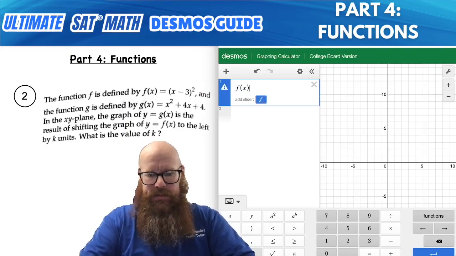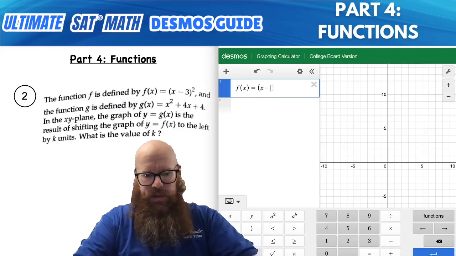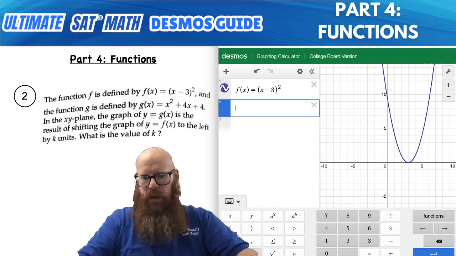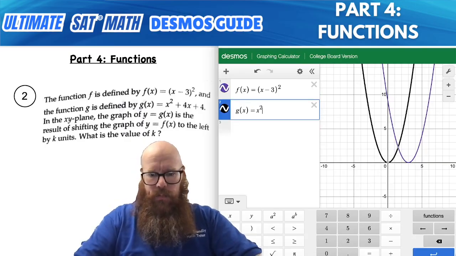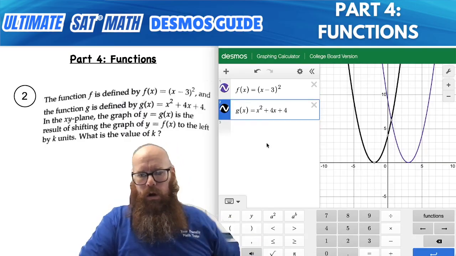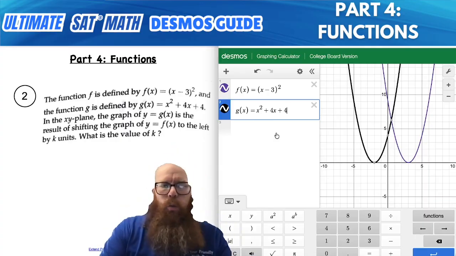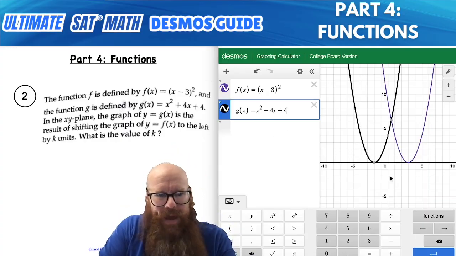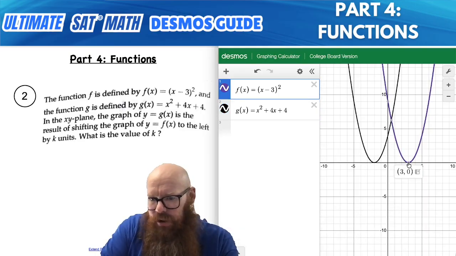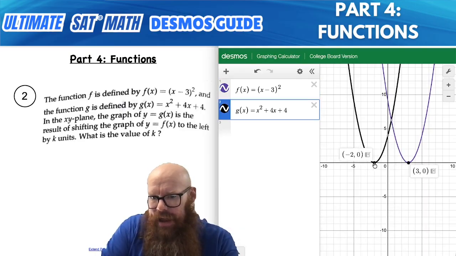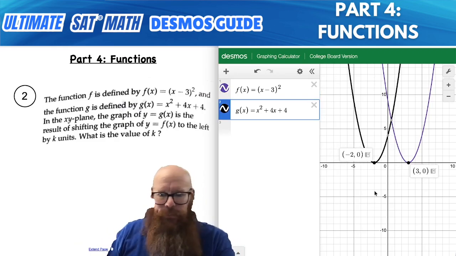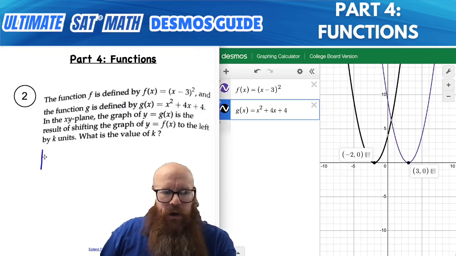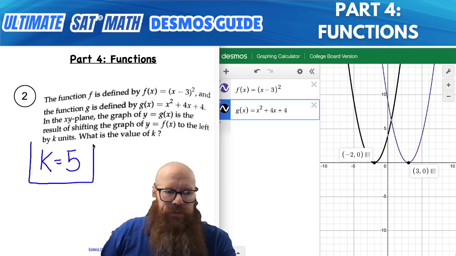So f of x equals (x minus 3) squared, and then g of x equals x squared plus 4x plus 4. All right. So all we have to do is know which way they're talking. So we're going from f to g. So f is right here at 3 and g is right here at -2. So if you are shifting that left, you're going 5 units to get from 3 to -2. So the value of k here is simply going to be equal to 5. We shifted 5 units to the left.